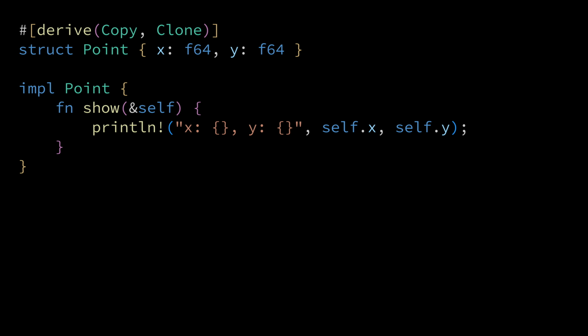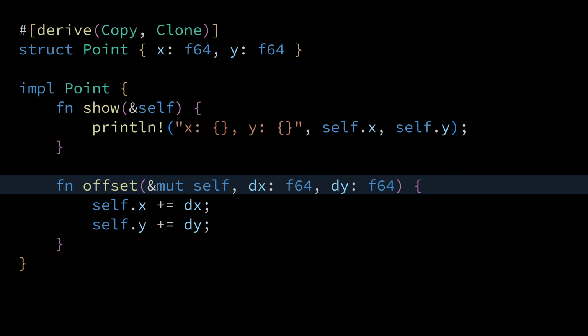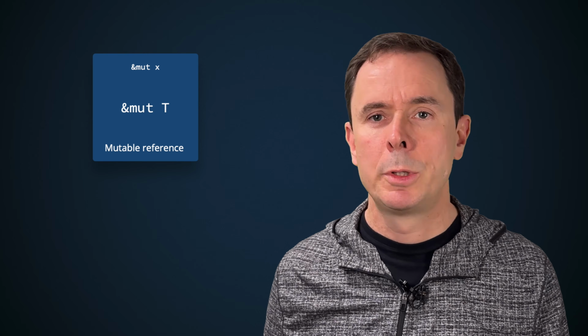Let's add a method that updates the values in the fields. This offset method takes parameters dx and dy, which it adds onto x and y respectively. And so that it can update the fields, it takes &mut self. That means self is a mutable reference to the struct. It's just like the borrow keyword we invented in the first video. It guarantees exclusive access to the struct. Some people refer to these as exclusive references.